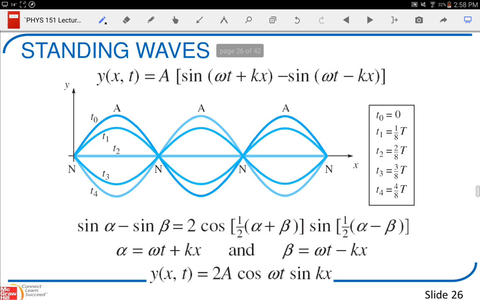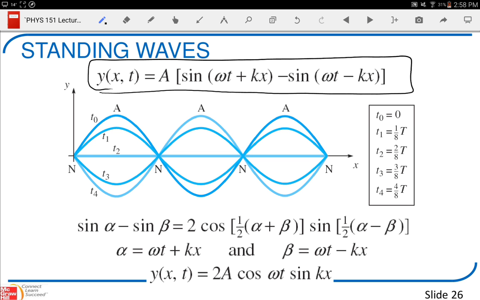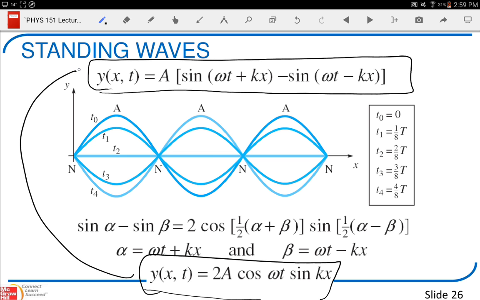If we plot those out, when you add them up, here is adding the two waves together. You have the same amplitude, and one had a positive A. The other one was negative A, so that's why there's a minus sign in between. When you add those up, using that rule on the bottom for adding signs, this is equivalent to that: 2A cosine of omega t sine kx.